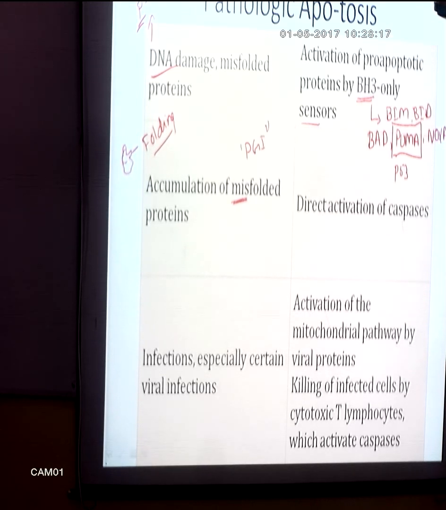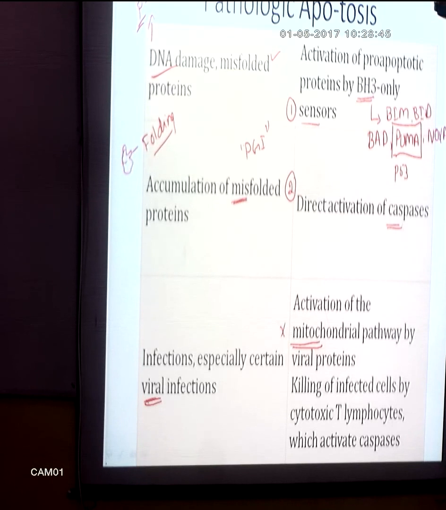If you note, accumulation of misfolded protein can directly induce BH3-only sensors, as well as it can directly activate caspases. This is a peculiarity: it can directly activate the caspases. So there are two options: BH3-only sensors and direct activation of caspases. This is for PGI. For infections, especially viral infections, they activate the mitochondrial pathway.